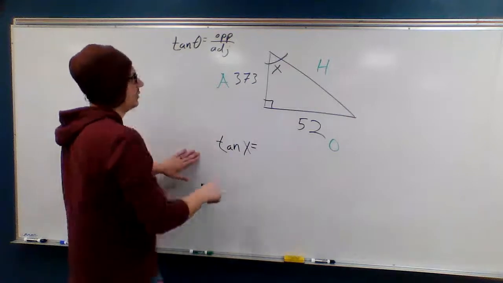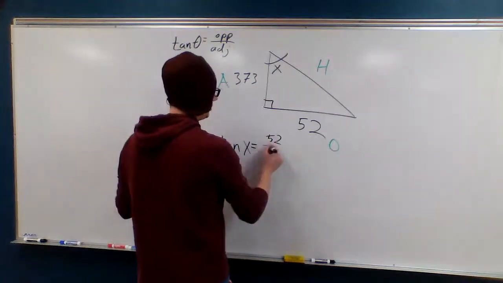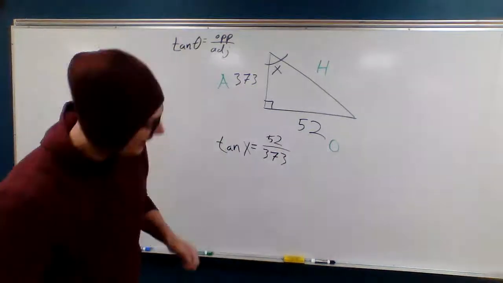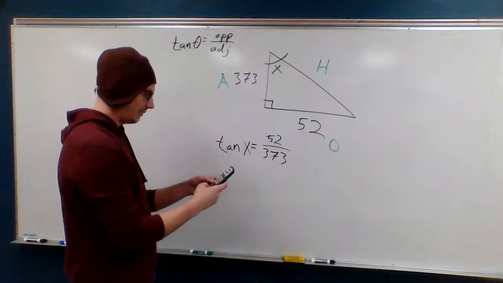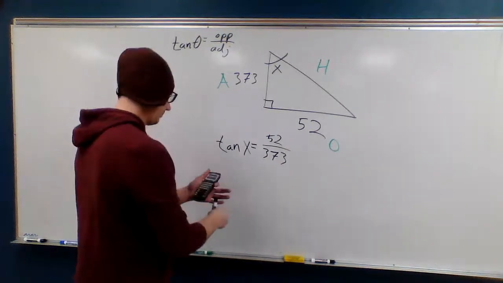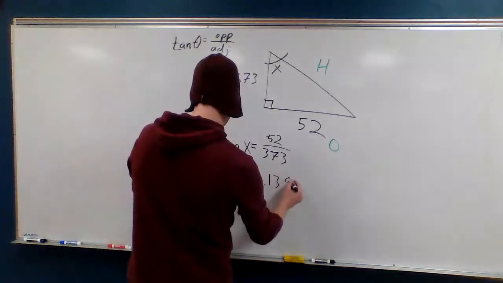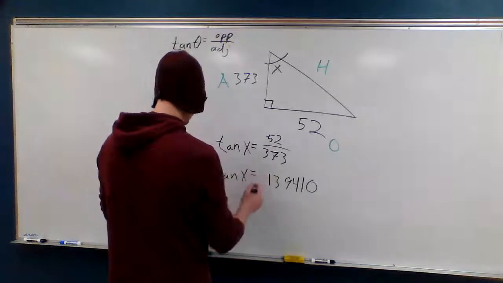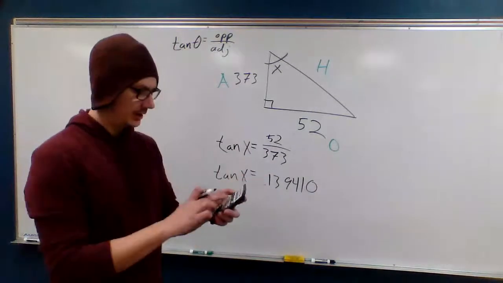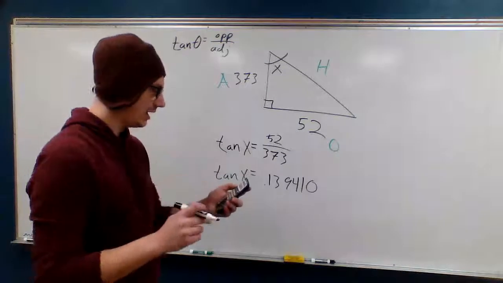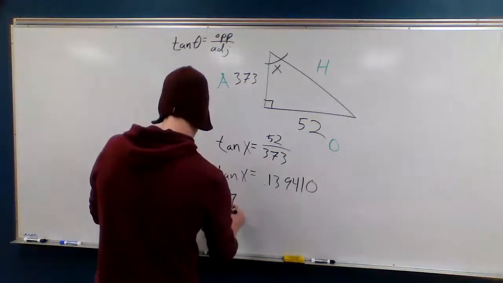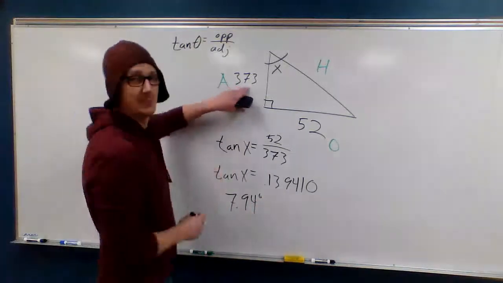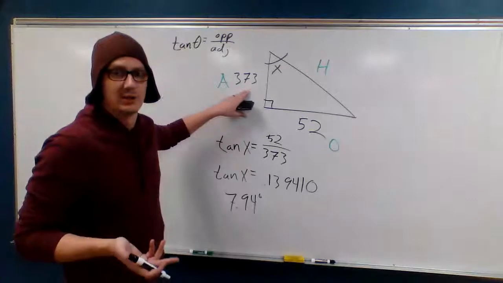So tangent of x equals my opposite, which is 52, over my adjacent, which is 373. On your calculators, 52 divided by 373 equals 0.139410. So tan x equals that. I'm just going to leave that in my calculator and hit second function tan right away. That tells me this is a 7.94 degree angle, which, given how much bigger this side is, seems reasonable to me.